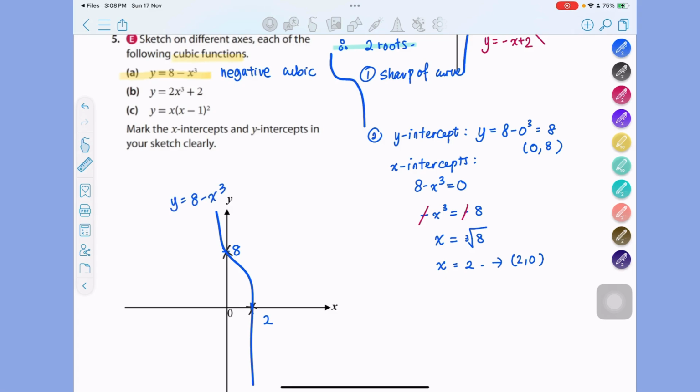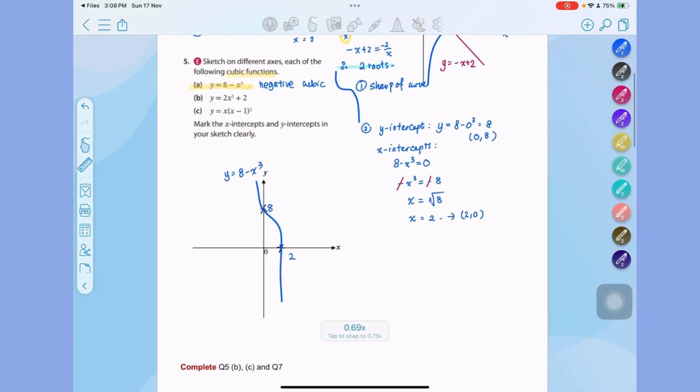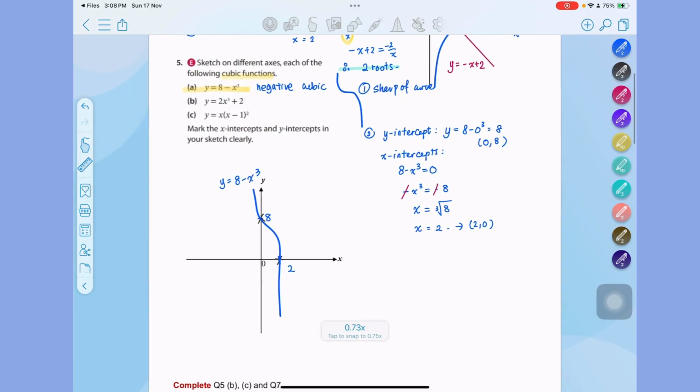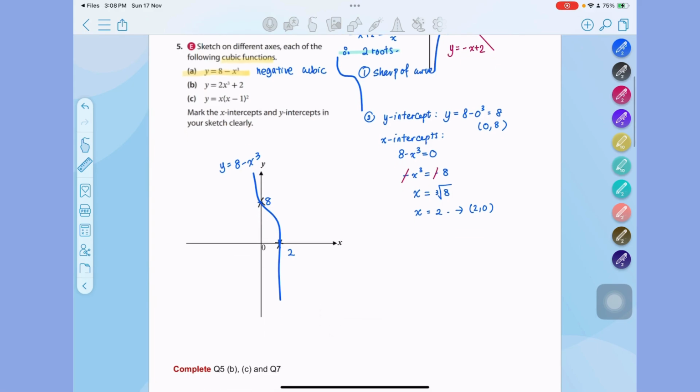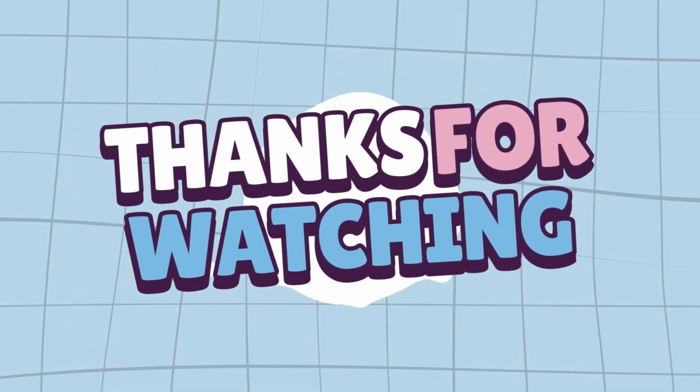Now I have 3 more questions in the notes. Please complete them: question 5B and C, and question 7. Thank you.